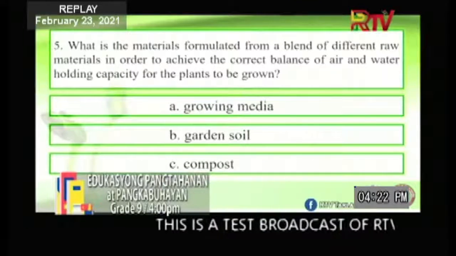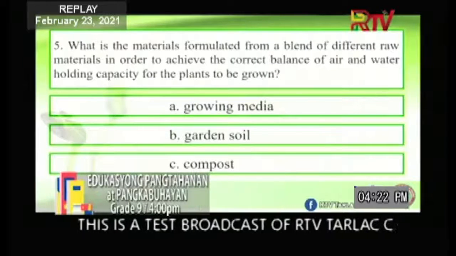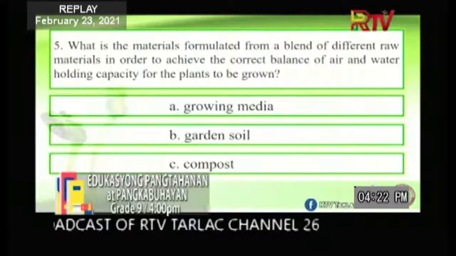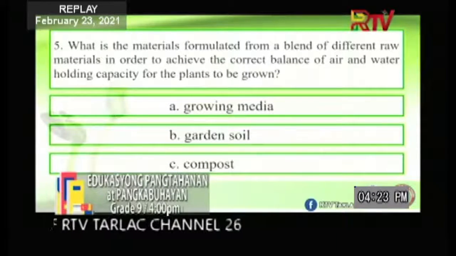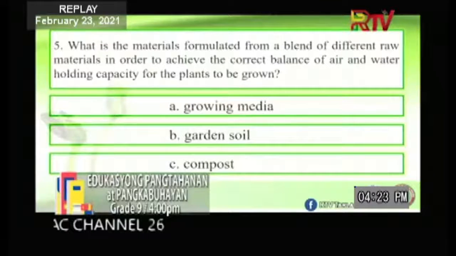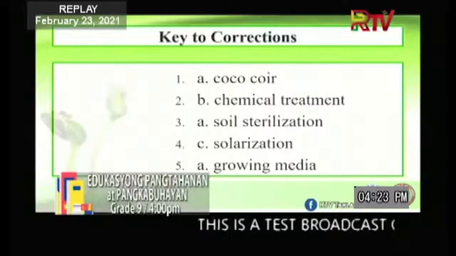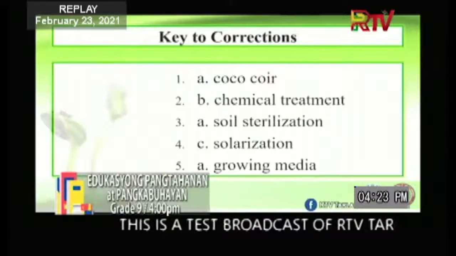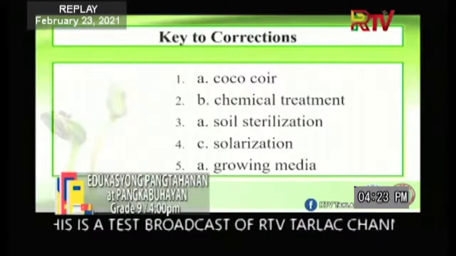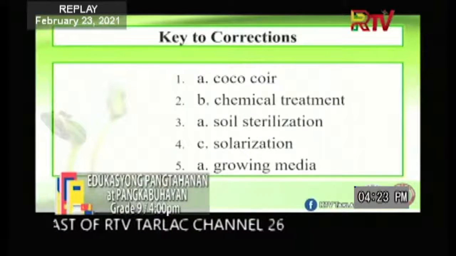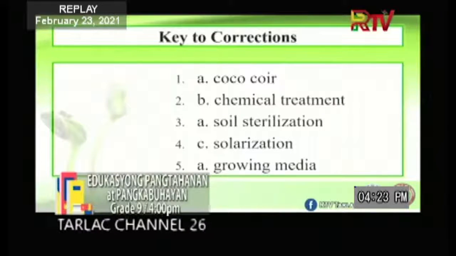Yes, this is it. Are you ready to check your answers? Okay, and here are the correct answers. Number 1, A, coco coir. Number 2, B, chemical treatment. Number 3, A, soil sterilization. Number 4, C, solarization. And number 5, growing media.